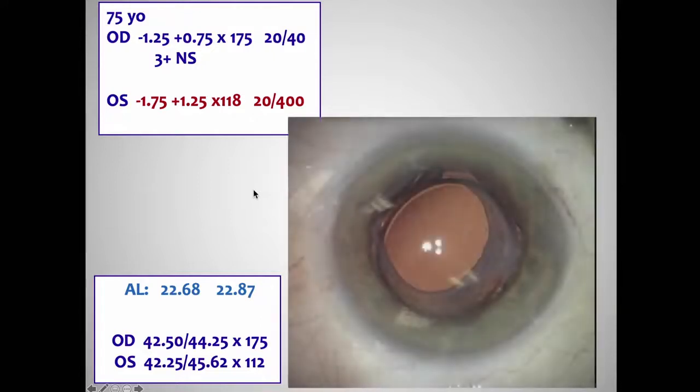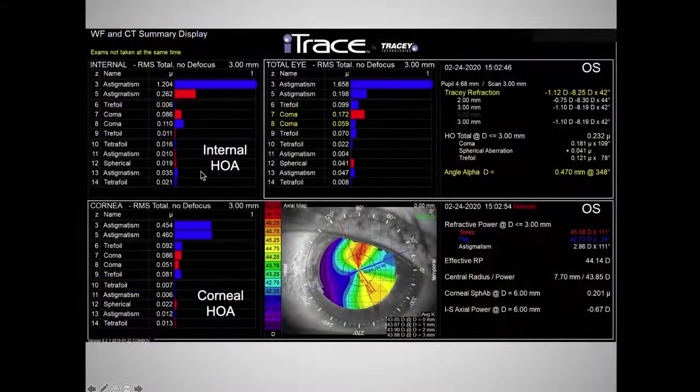Now, what is going on here? And that is the lens. So it's an Acrysof. So it's not a multifocal. And there's no CME on her OCT. So we've got really a major visual problem. And you can see the lens is a little rolled up there. So take a look at this. Does anyone want to take a crack at this one?